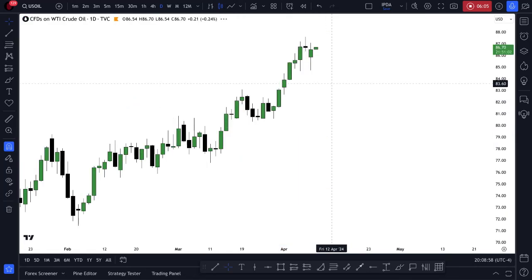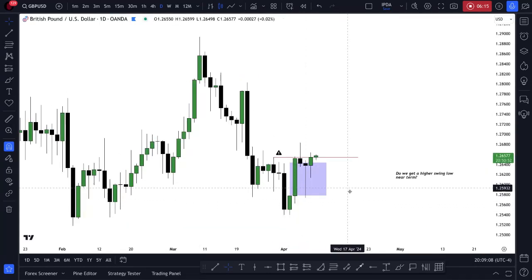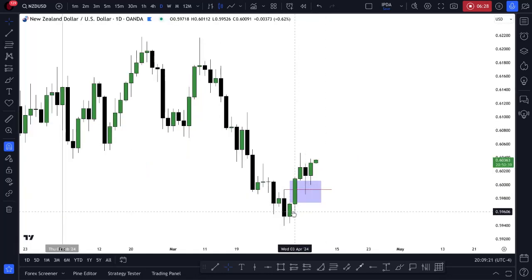But you're noticing, you're viewing, all the pairs are doing the same thing. Look at EU, trading higher, created a fair value gap, higher swing low. Look at it right there, higher than that one. Let's look at GU, same thing. Do we get a higher swing low near term? That's the last thing I wrote. We got it. 1, 2, 3. You want to see price continue trading higher now for GU. And U, same thing. Notice all the PD arrays are very similar. All these currency pairs are directly correlated. They all move together.